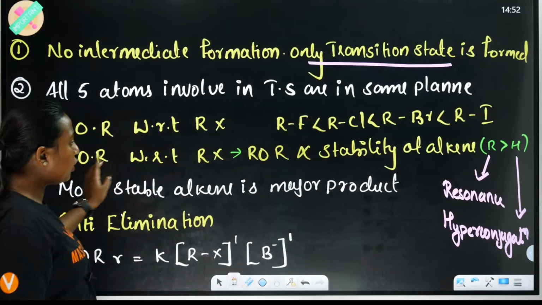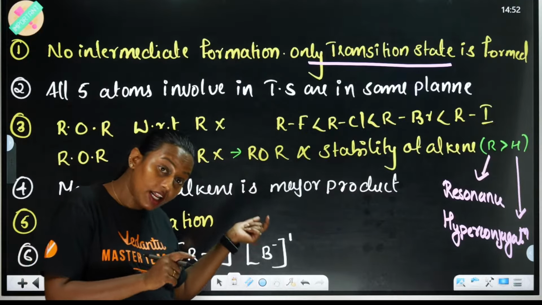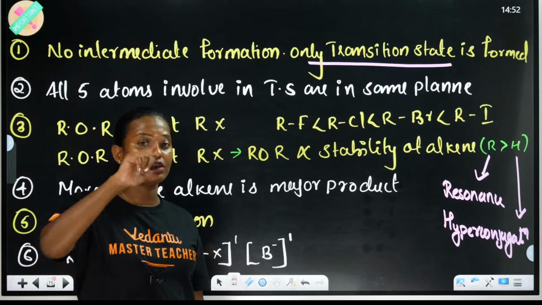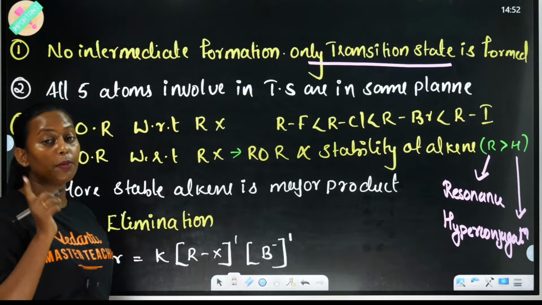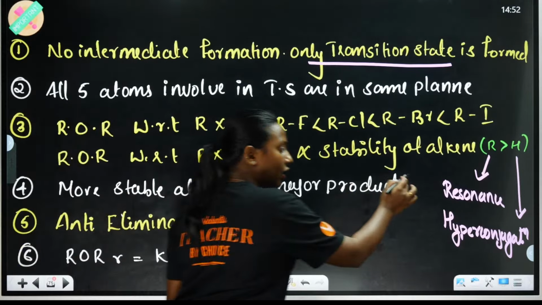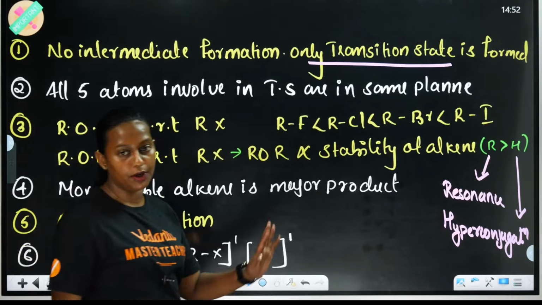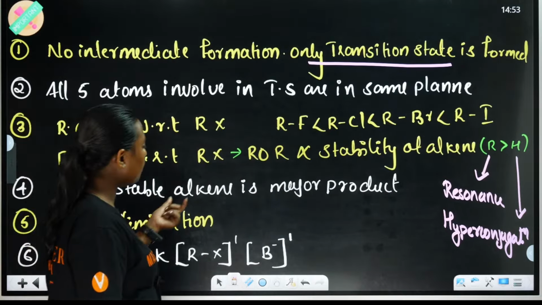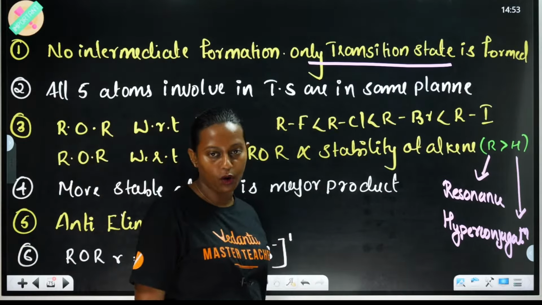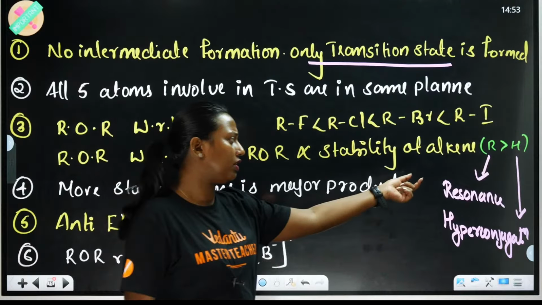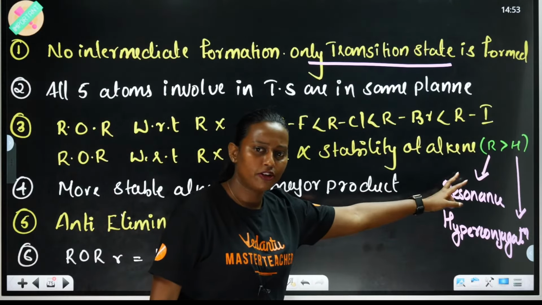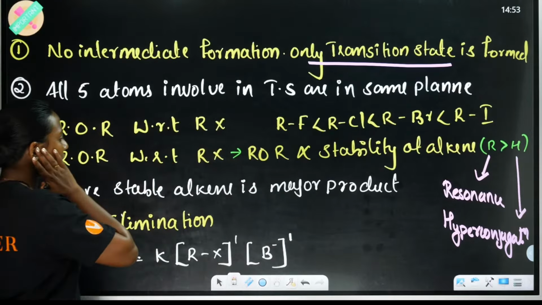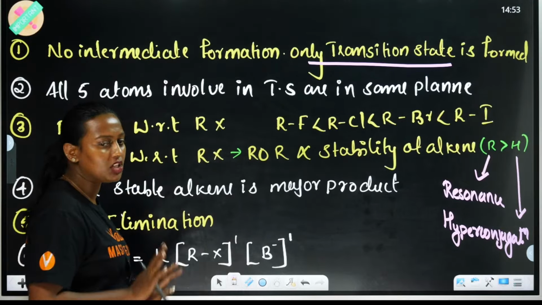So rate of reaction with respect to RX is directly proportional to the stability of alkene. When you consider stability of alkene, first consider resonance, then hyperconjugation. Then the next point is, the more stable alkene is the major product. So the more stable alkene will form as the major product.